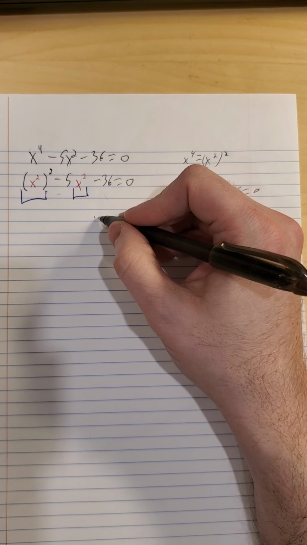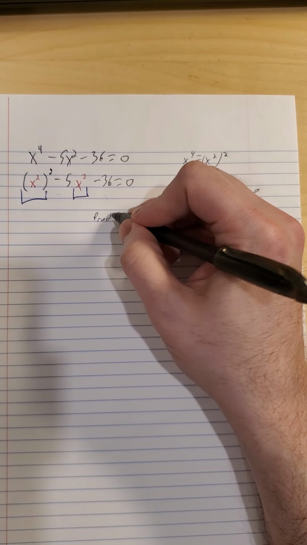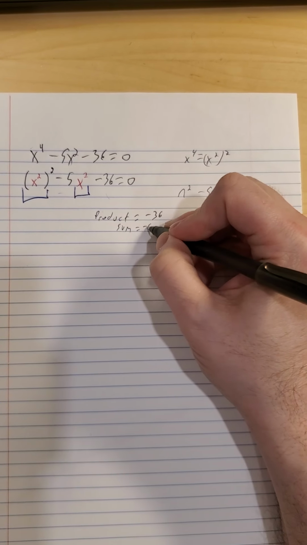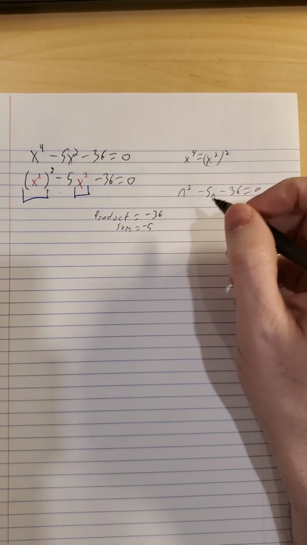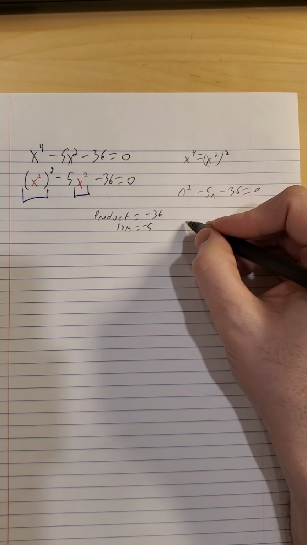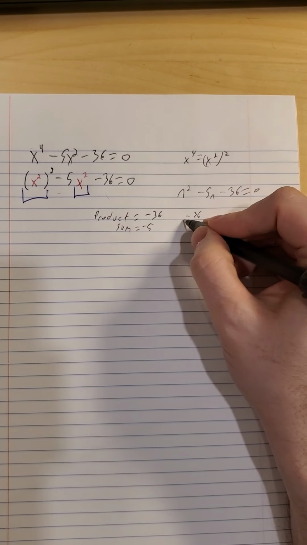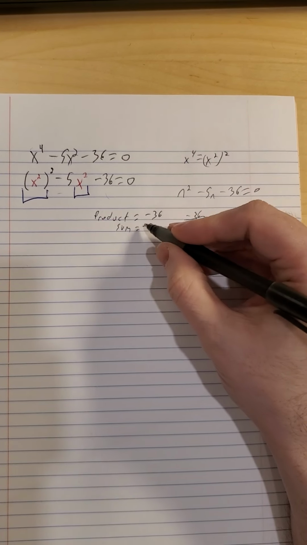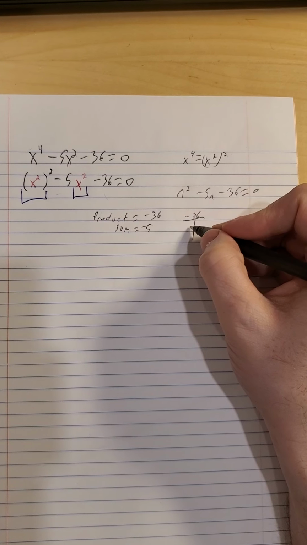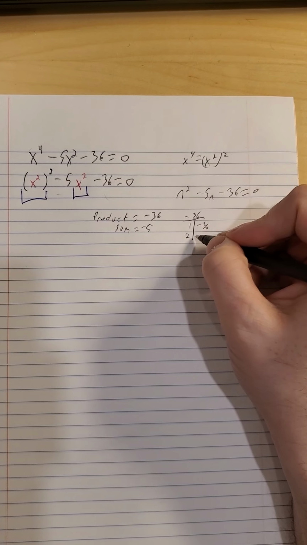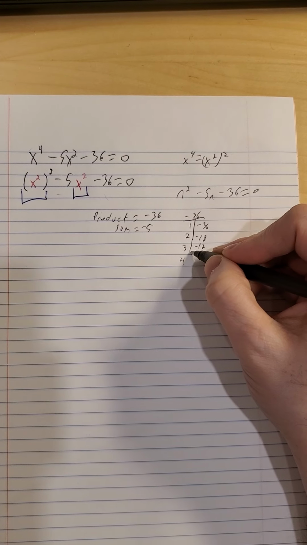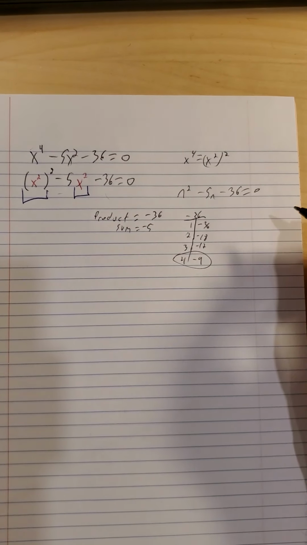So in factoring, we're looking for a product of, in this case, -36 and a sum of -5. Hopefully you spotted that that is indeed possible. If we do factors of -36, one of each sign, sum is negative, big absolute value gets the negative. So 1 and -36, 2 and -18, 3 and -12, 4 and -9, and there's our winner.